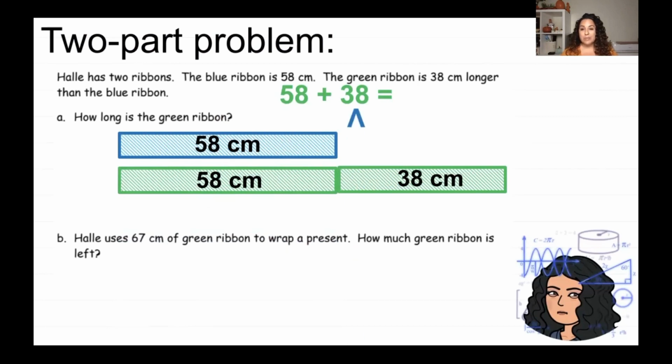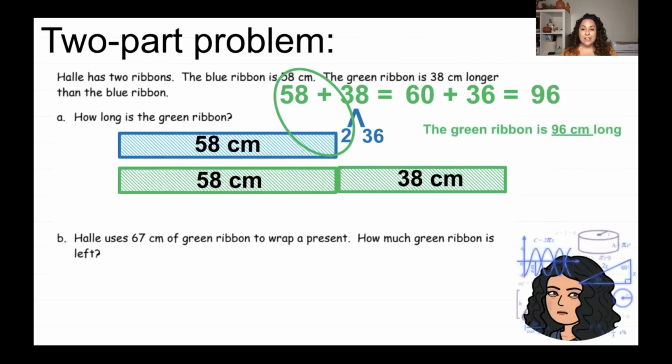So let's go ahead and do a number bond again. Now, how many more do I need to add to 58 to make it a friendly number? 58, 59, 60. I need to add 2 more. But remember, these numbers don't come for free. I have to take it away from this one. So 38, and let's take away 2, 37, and 36. So let's go ahead and combine them, and 58 and 2 makes 60 plus 36. So now that I have my 60 plus 36, I can add that in my head. I know that 60 plus 30 is 90, and plus 6 ones is 96. So I know that the green ribbon is 96 centimeters long.